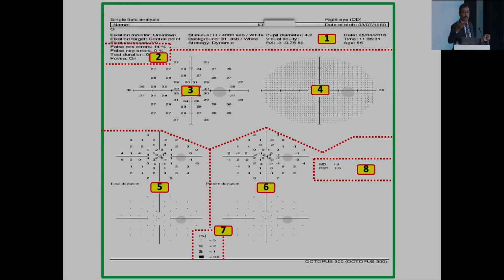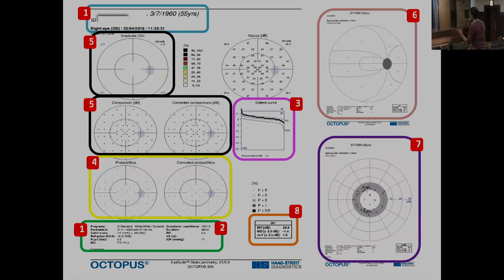Zone 2, anybody wants to comment? Zone 2: false positive error rate of 14%, false negative error rate of 0%. Fixation losses, same thing, there are no fixation losses noted. I just want you to see the same thing in zone 1 and 2 in the bottom.